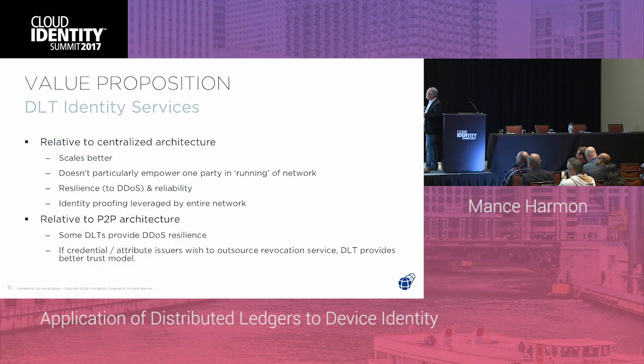Relative to a peer-to-peer architecture where the user just has their phone and they carry around their identities in the phone along with the verifiable claims, part of the value that's provided here is that some of the distributed ledger technologies out there can provide the denial of service resilience, but they also help if the issuer of the attributes decides that they don't want to be involved in the revocation process.